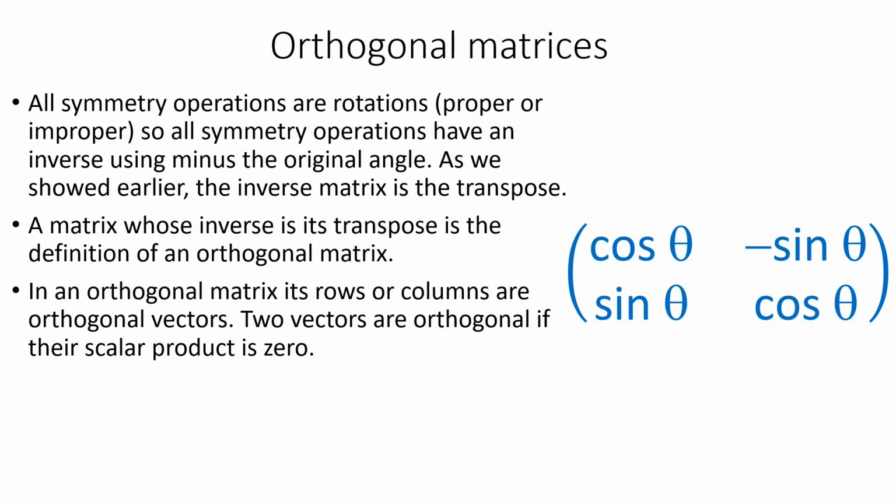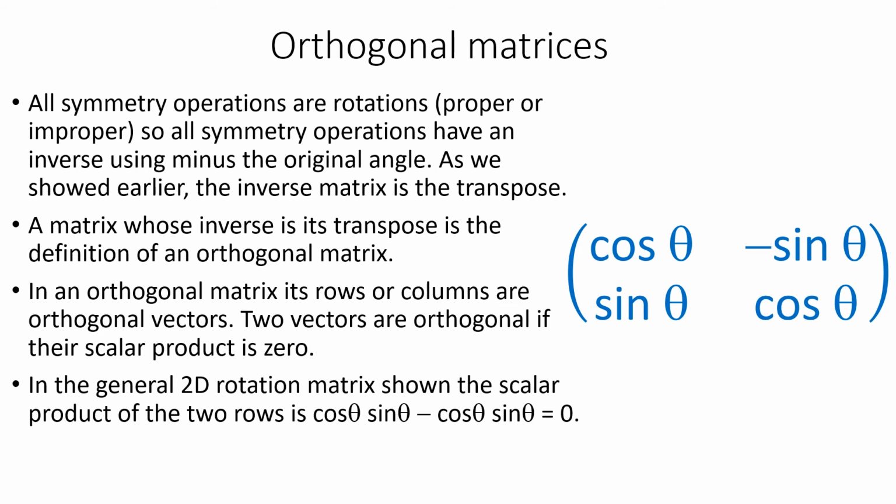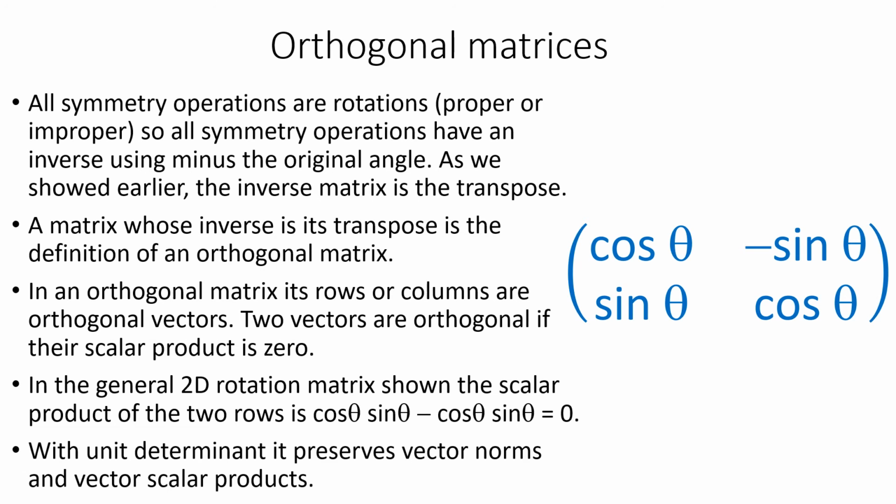So if we consider the 2 rows in the table up here, if we take row 1 as a vector and take the dot product with row 2, that'll give us cos theta sine theta minus sine theta cos theta. So of course that comes to 0, and if we do it with the 2 columns, we get exactly the same result. And so indeed the rows are orthogonal to each other, and the columns are orthogonal to each other. And so again, this is where the word orthogonal really comes from.